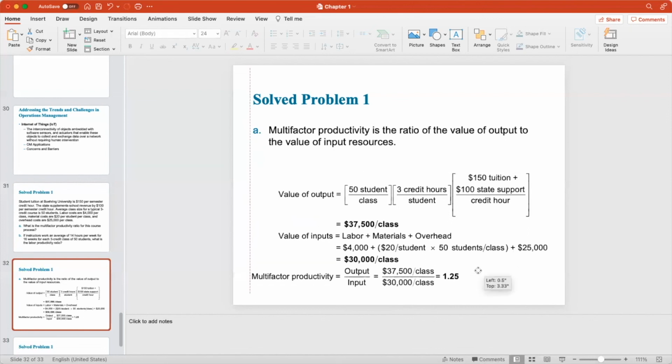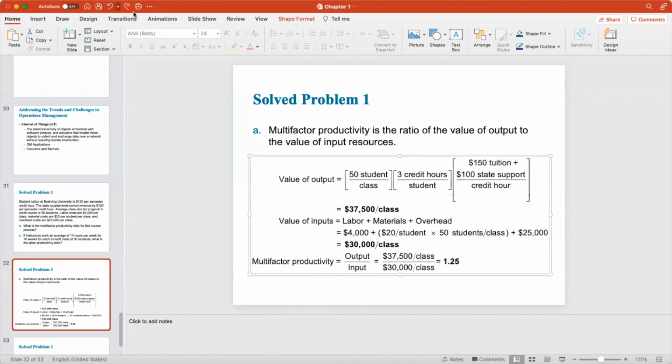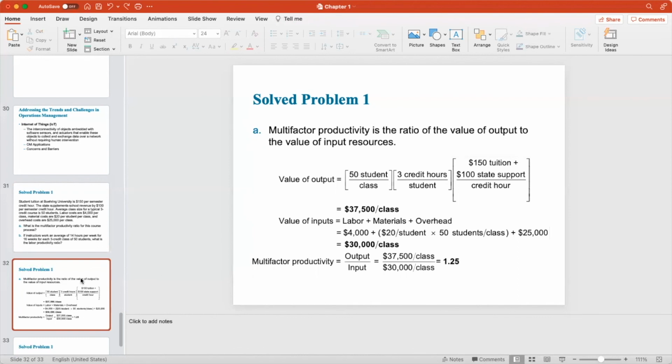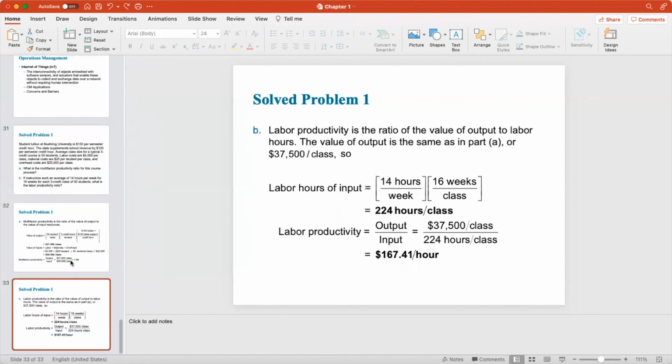So by just looking at this number itself, it doesn't have a specific meaning, but you need to compare it with, for example, previous years or the prediction for future years. So this will be the reason here. Now, let's look at part B.